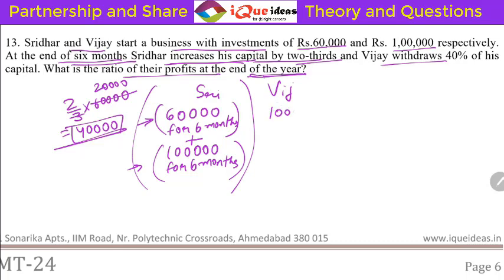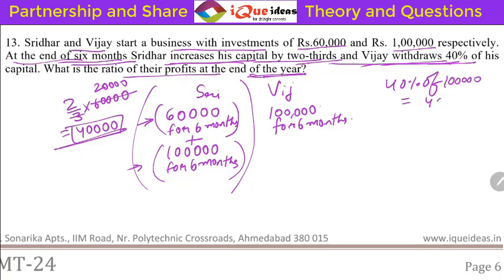Vijay started with 1 lakh. Okay. And he also was there for the first 6 months with the same amount. So 1 lakh for 6 months. Okay. But after that, what did he do? After that, he withdraws 40%. Now 40% of 1 lakh is 40,000 only. So he withdraws 40,000 out of 1 lakh. That means how much amount will remain?